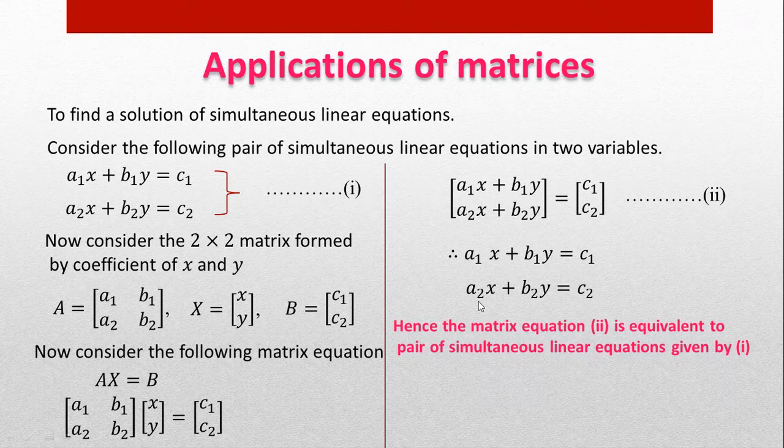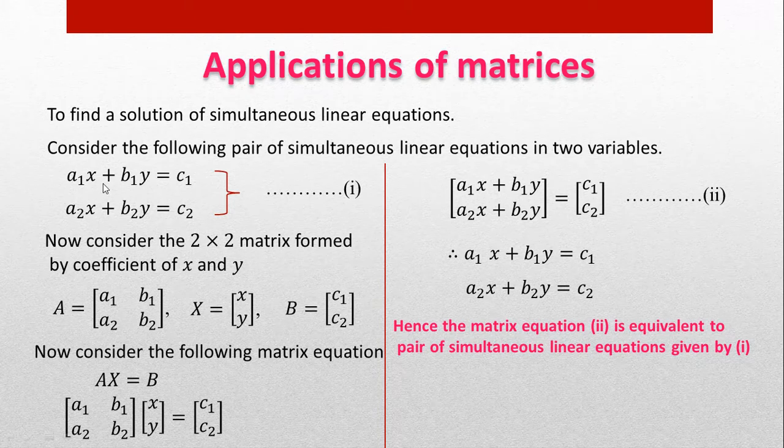So what is your conclusion after this? See here. Hence, the matrix equation number 2, this is called the matrix equation, is equivalent to the pair of simultaneous linear equations given by equation number 1. Means this pair of simultaneous linear equations is the same as, or equivalent to, the matrix equation. So this is the relation between a pair of simultaneous linear equations in two variables and this matrix equation. So you can compare like this.